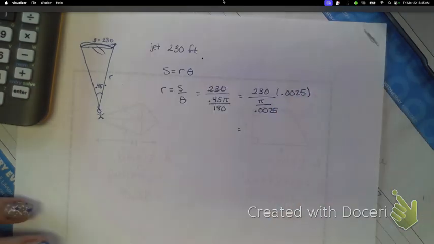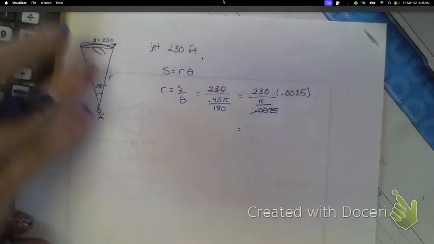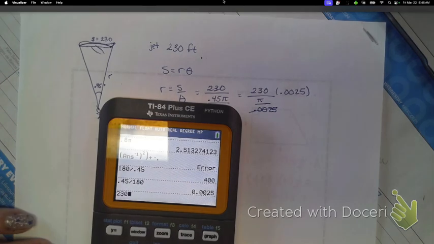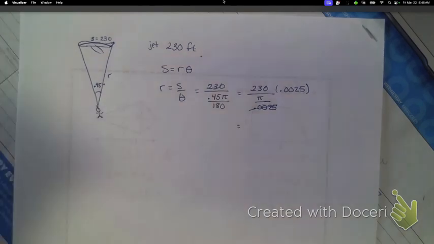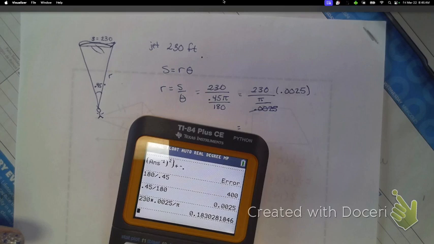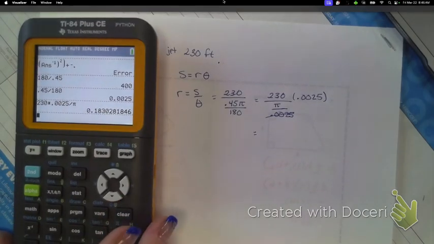And it says to the nearest 1,000 feet. So we're just going to put it in our calculator. So 230 times 0.0025 divided by pi. That is so wrong. Why do you know that's wrong? Because it's definitely not 0.183 feet off the ground.